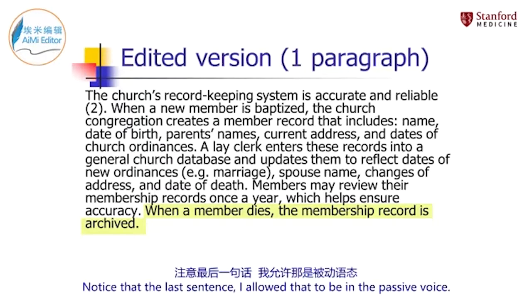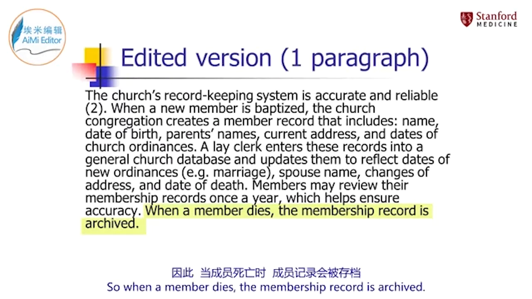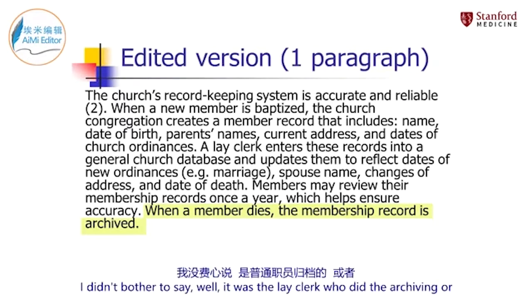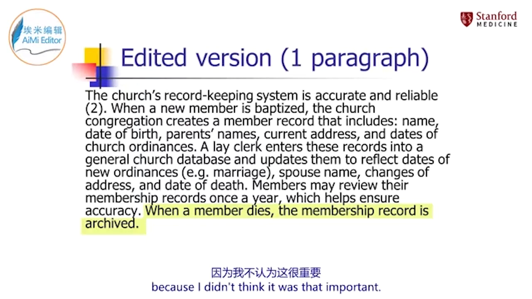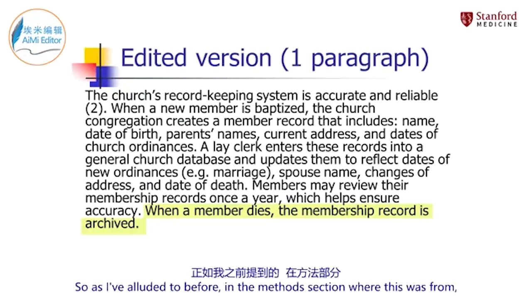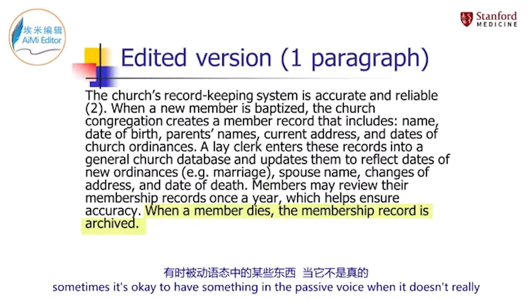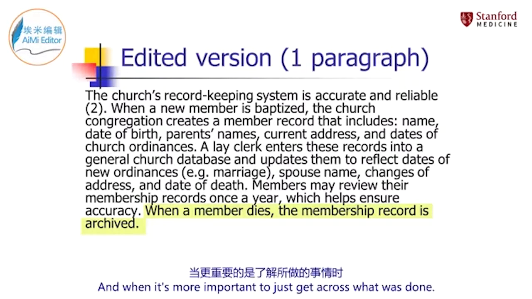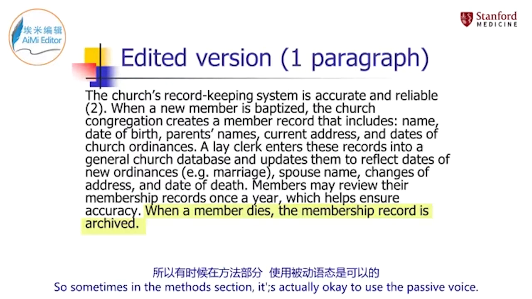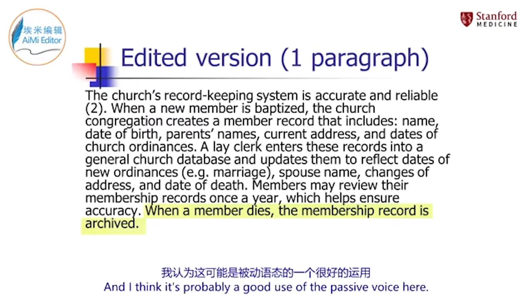Notice that the last sentence, I allowed that to be in the passive voice. So when a member dies, the membership record is archived. Notice there's no subject. I didn't bother to say it was the lay clerk who did the archiving or the council member, because I didn't think it was that important. So as I've alluded to before, in the method section where this was from, sometimes it's okay to have something in the passive voice when it doesn't really matter who did it, and when it's more important to just get across what was done. So sometimes in the method section, it's actually okay to use the passive voice, and I think this is probably a good use of the passive voice here.